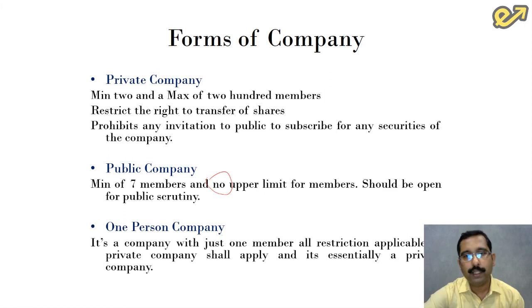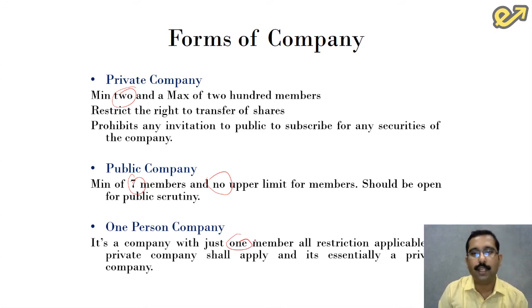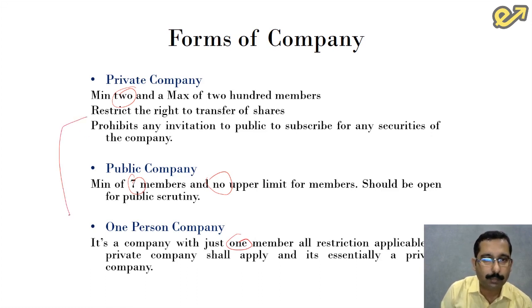Here, it's a company with just one member. So we saw there should be a minimum of 2 for a private company, and a minimum of 7 for a public company. But when it comes to a one person company, like the name itself suggests, there is only one person who owns and runs the company, and all the essential things that we saw in the private company are applicable to the one person company. So these are the 3 most common types of companies that can be formed.